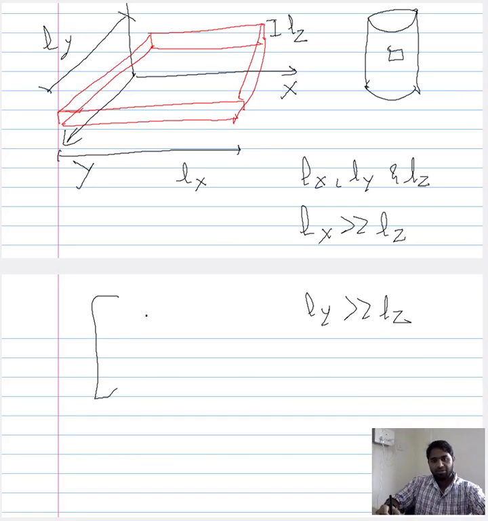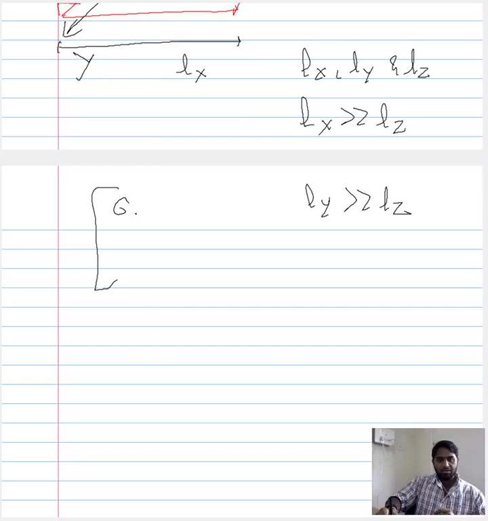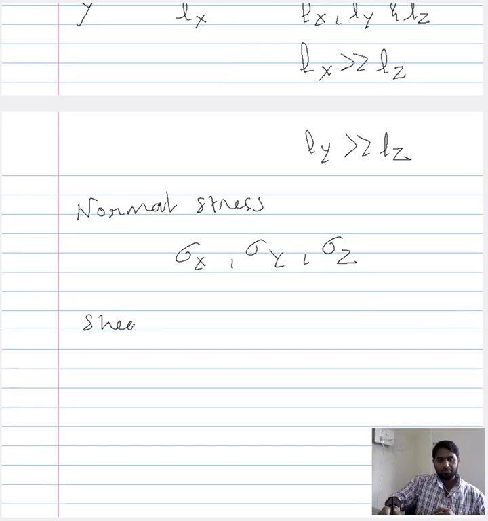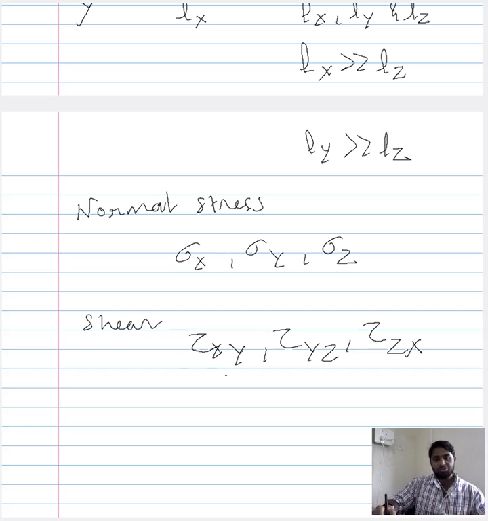As we have previously seen, there will be 3 normal components, or let us for this argument write it separately. So there will be normal stress components, these would be the normal stress components, and these would be the shear stress components.